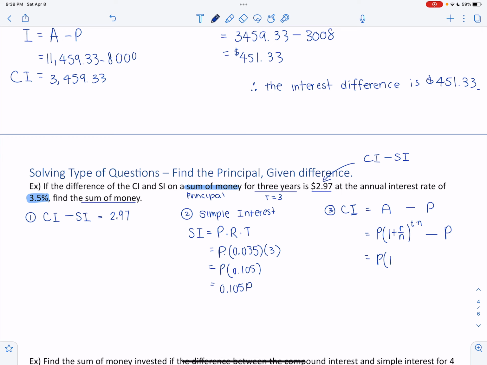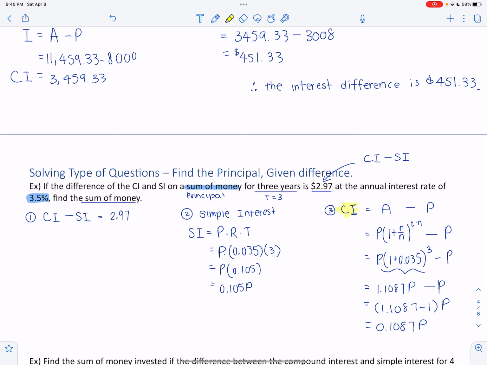My N is 1, so that's great. I'm going to have 1 plus 0.035, to the power 3, minus P. Typing this part into a calculator is 1.1087, and then multiply by P, and then subtract P. I need you to think a little bit. This is like saying 5p minus p. Well, that is just 5 minus 1, there's a 1p in front of it, so that's 4p. Same thing for decimals: type this into your calculator and then write P after. So that gives us 0.1087 times P.